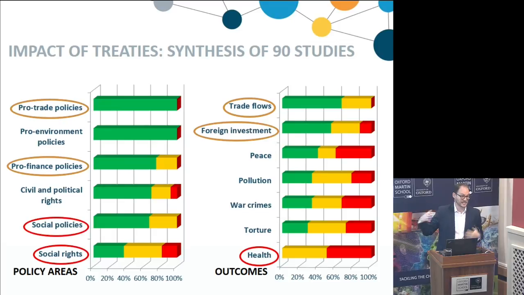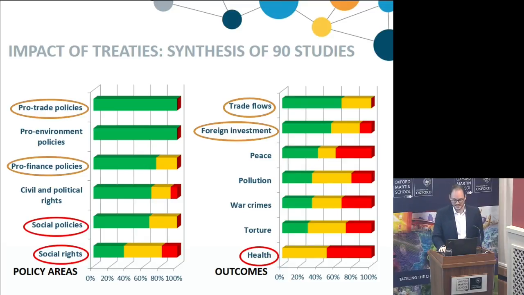And in fact, as someone who's worried about global health, the thing that worried me the most was that out of these 90 quantitative impact evaluations, not a single one found an association between an international treaty and improved health outcomes. Obviously, that raises some big questions, or it should raise questions in one's mind: do we want to use international law to solve social and health challenges? And if we do, we should be pretty purposeful about that.